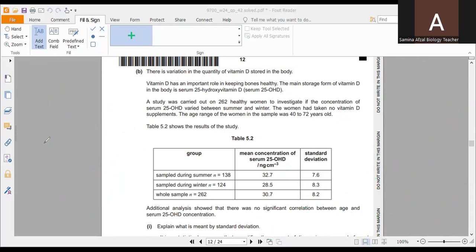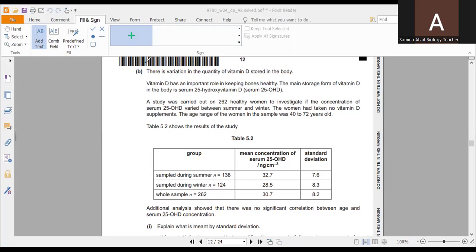So vitamin D has an important role in keeping bones healthy. The main storage form of vitamin D in the body is serum 25 hydroxy vitamin D. A study was carried out on 262 healthy women to investigate if the concentration of serum 25 OHD varied between summer and winter. The women had taken no vitamin D supplements. The range of the women in the sample was 40 to 72 years old. So the range of the age was 40 to 72.